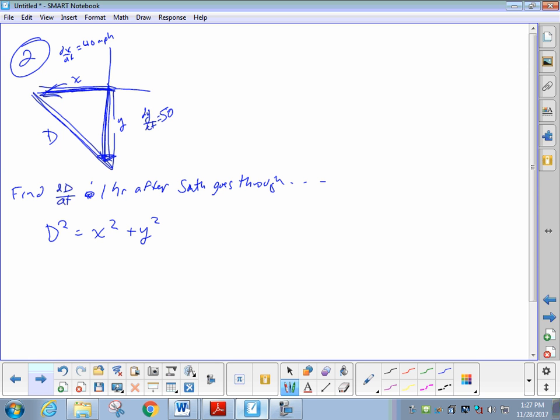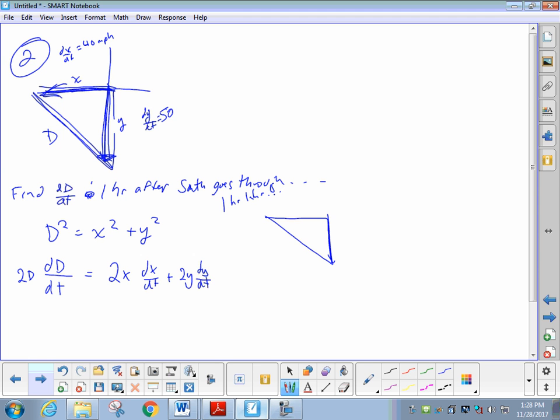We want to differentiate with respect to time. So if you take the derivative with respect to time, it is 2d dd/dt equals 2x dx/dt plus 2y dy/dt. You can either sub and solve or solve and sub, whichever you prefer, but let's find our values that we're going to be plugging in. At the instant they talk about, 1 hour later.